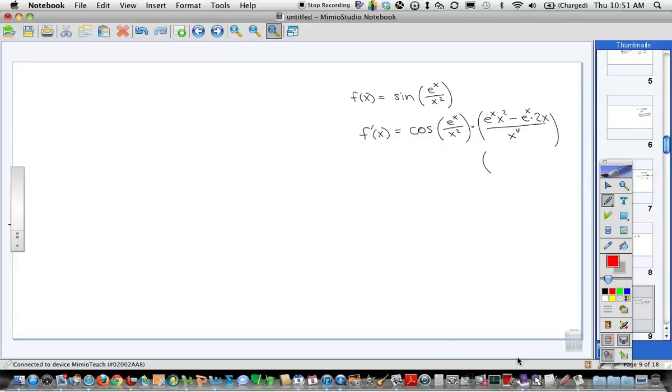See, we're used to taking out as much as we can, the greatest common factor, but usually what we do in these cases is just factor out as much as we can that will cancel. So take out an x, so we end up with e to the x times (x minus 2) e to the x over x cubed. And then over here we still have the cosine of e to the x over x squared. There's your derivative.